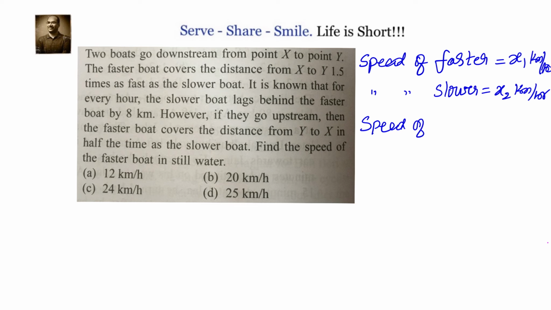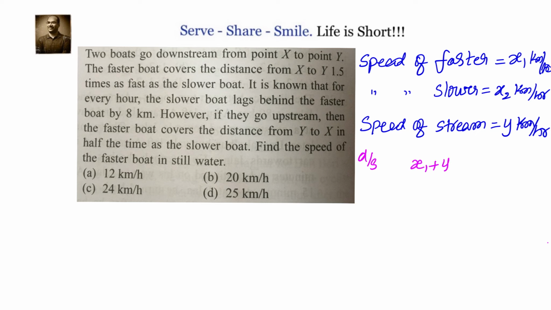We have to understand that distance equals speed into time. Whenever the distance is constant, speed and time are inversely proportional. That means if the speed is 2 times, then time will be half of it. If speed is 1 by 2, then time will be twice. Once we understand that concept, it becomes very easy to solve this.